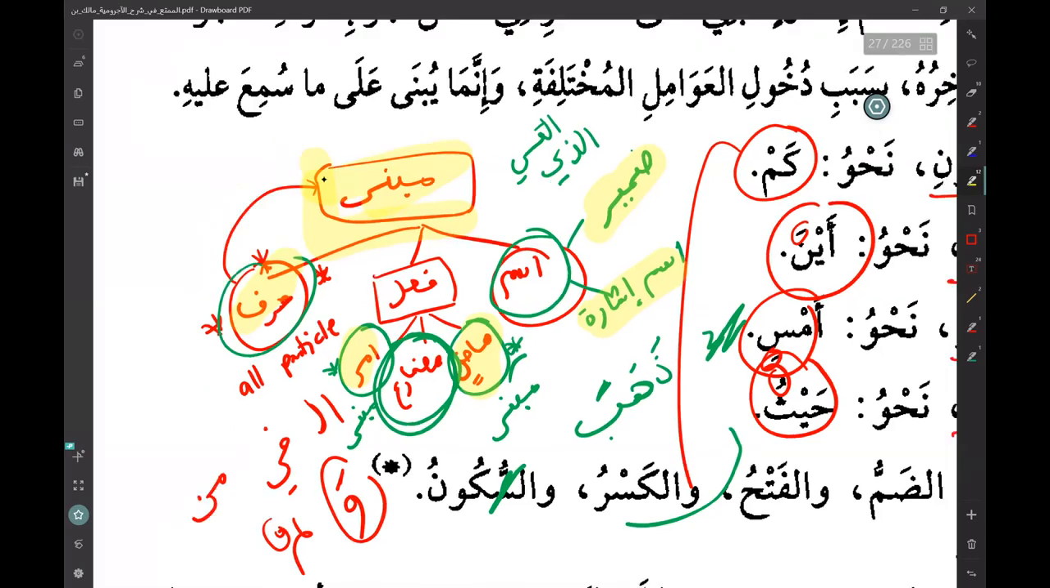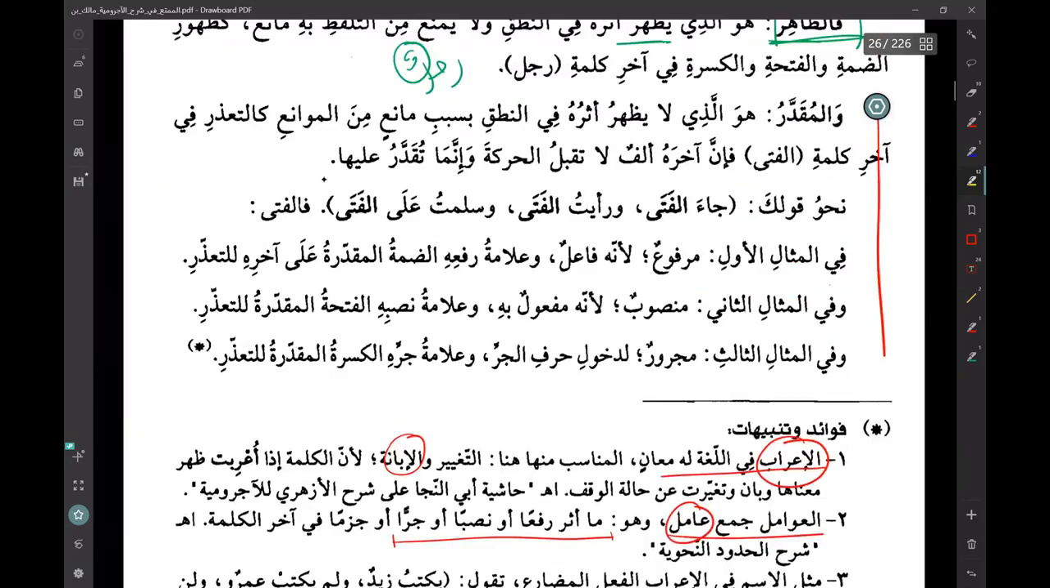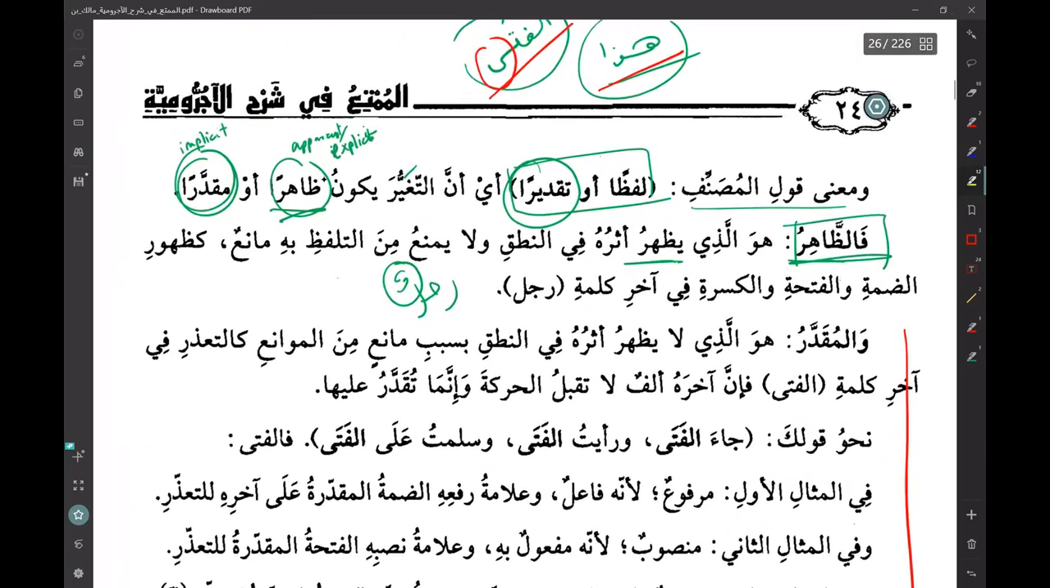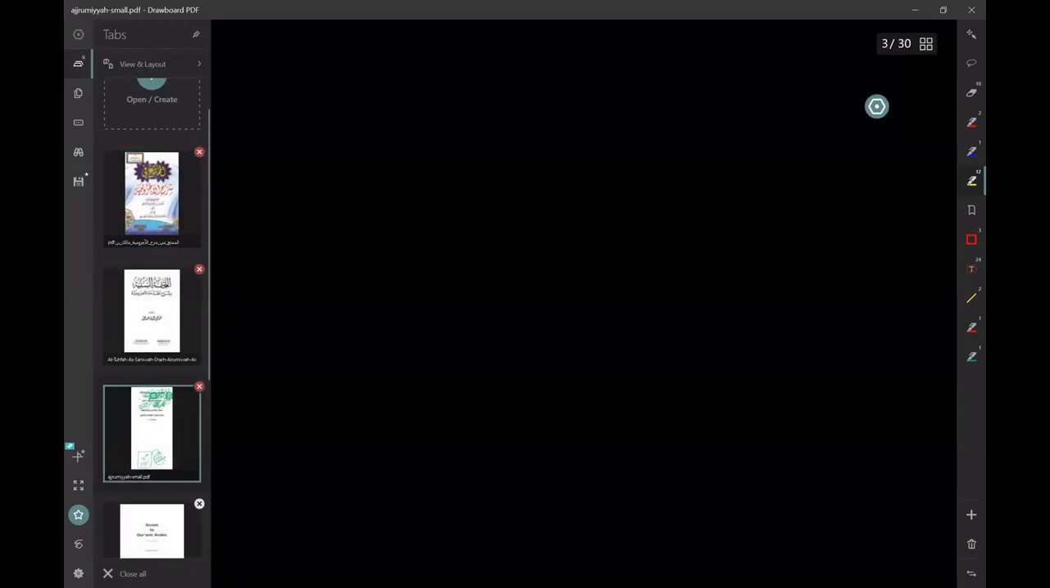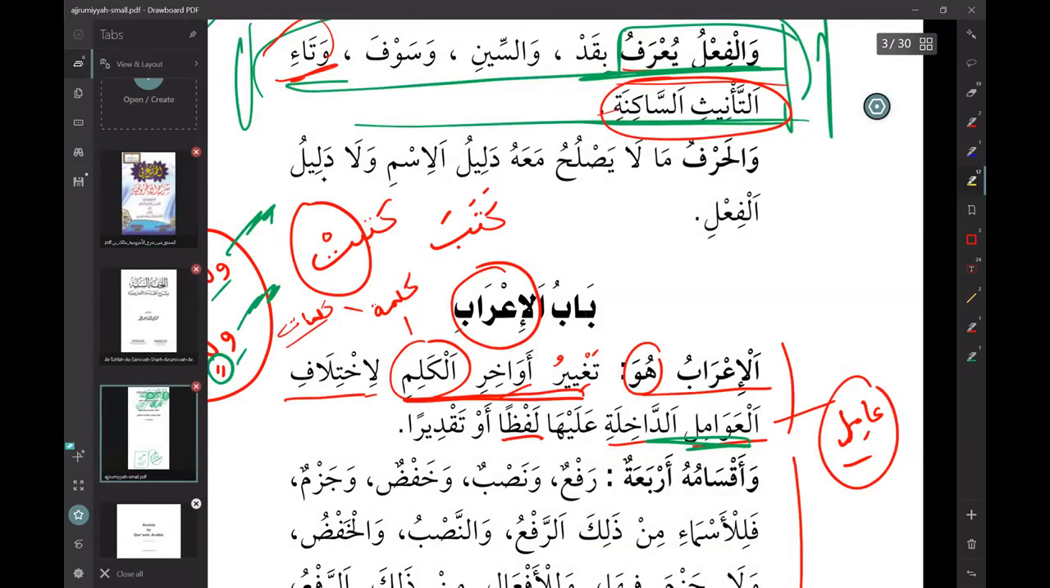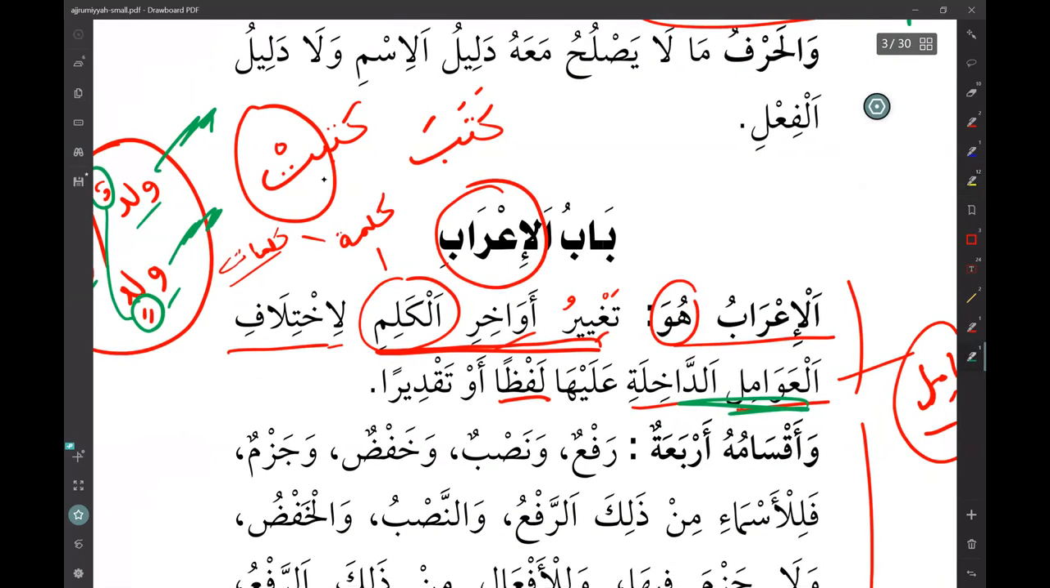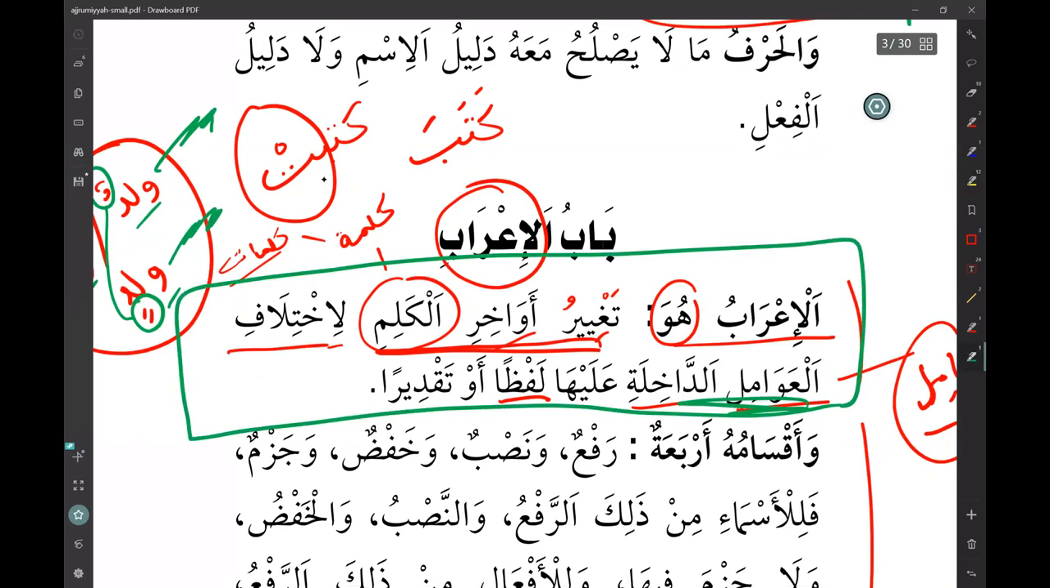Make sense, guys? If you don't have any other questions, I'm not going to start a new topic. Let me quickly go back to the Ajrumiyyah text. As you can see, Ajrumiyyah did not say anything; he's completely quiet about the word mabni. But I also think the concept has to be in your mind.